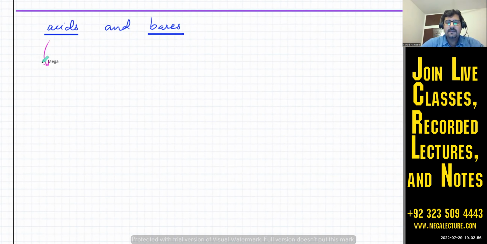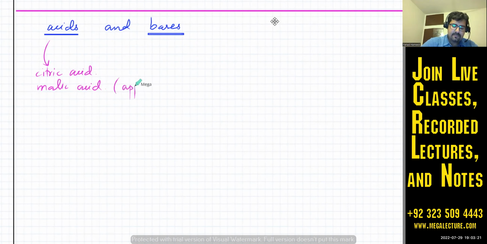Okay, one answer came: citric is an acid. So lots of natural compounds have a version of an acid, citric acid. It's in citrus fruits. You've got malic acid. That's in apples. Let me write it down. Citric acid is in citrus fruits, lemons, and oranges.